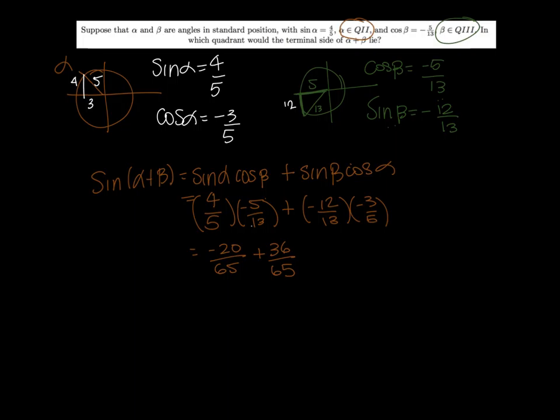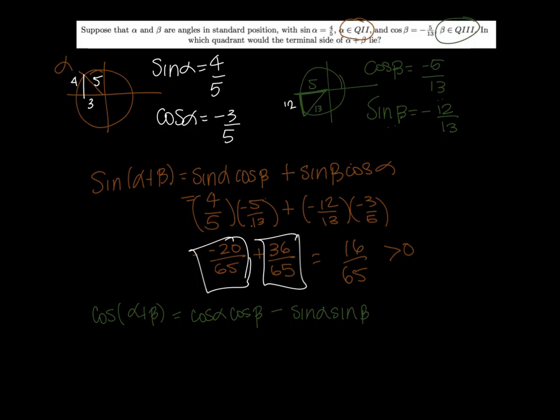So I went ahead and did the multiplication. Notice that the value of this term is less than 0 because we have a positive times a negative, and then the value of this one is positive because we're actually multiplying a negative term by a negative term. So when we take the sum of these, we're left with 16 over 65, which is definitely greater than 0, and we'll see what that means in just a moment.